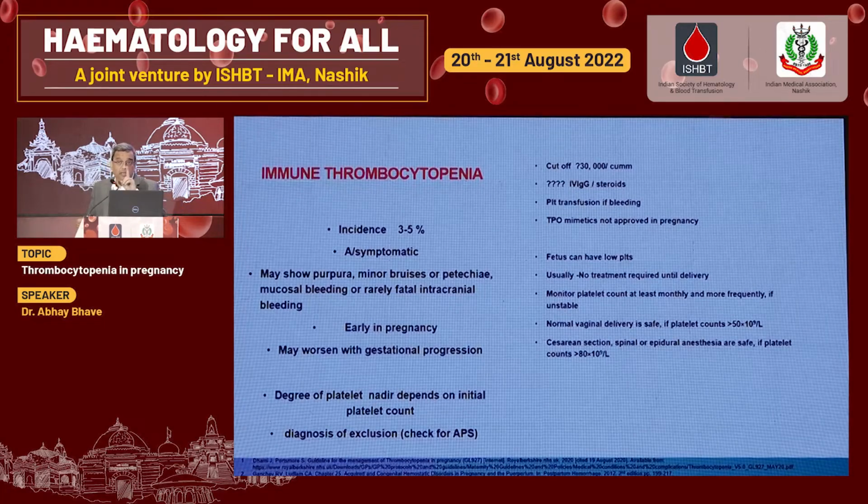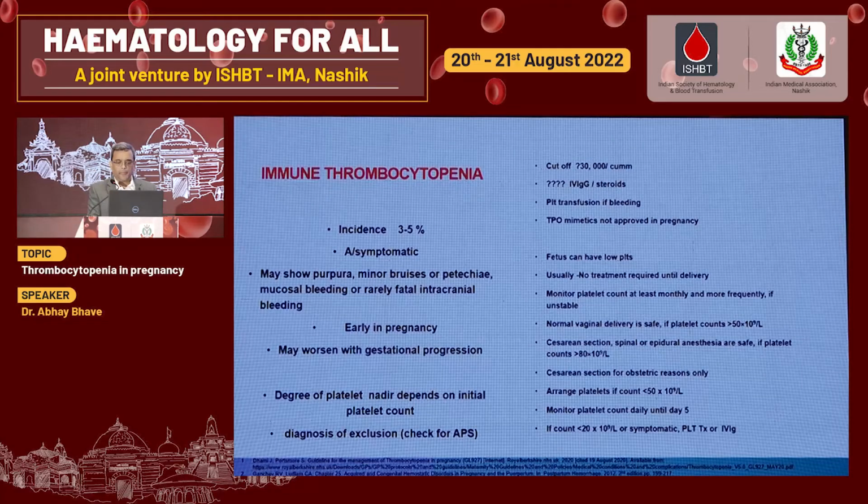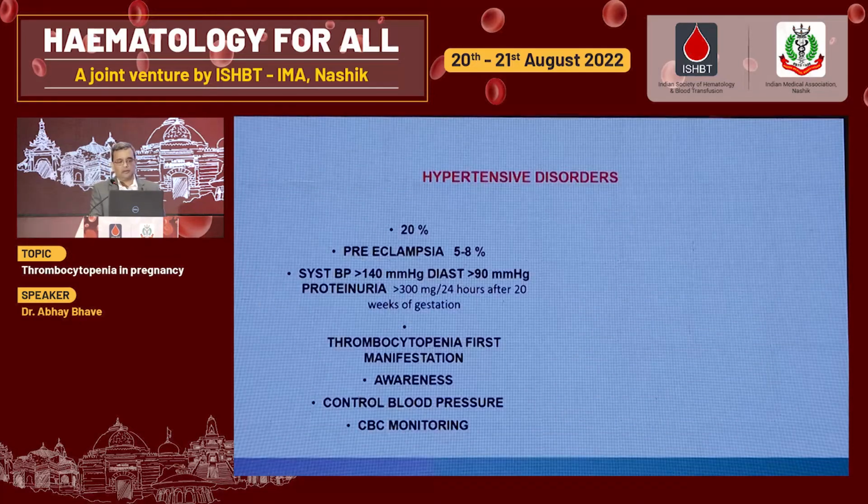Don't forget, platelets will not work. In platelet transfusion, the platelets will be destroyed as fast as her own platelets are being destroyed. So giving platelets is just of no use. Maybe if there's bleeding, you'll have to give platelets. Otherwise, it will be an act of omission. You have to give platelets at that point of time. And the rest remains the same. If the count is below 20,000 or bleeding, give immunoglobulin and steroids if they can afford it.